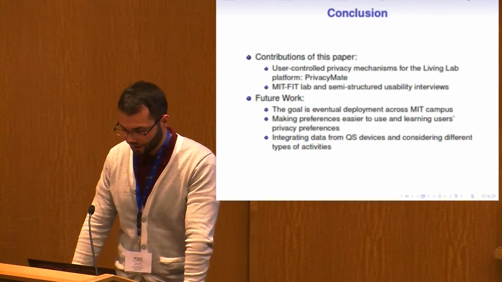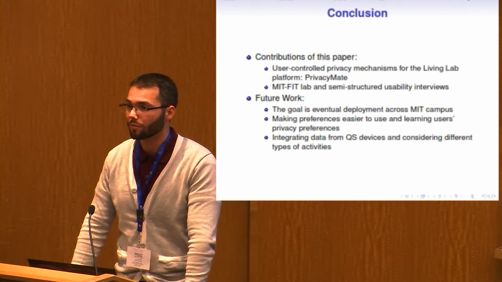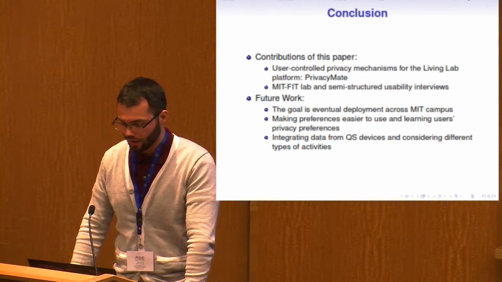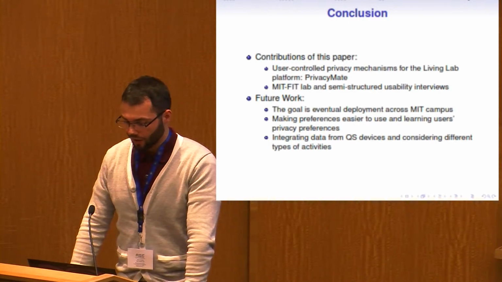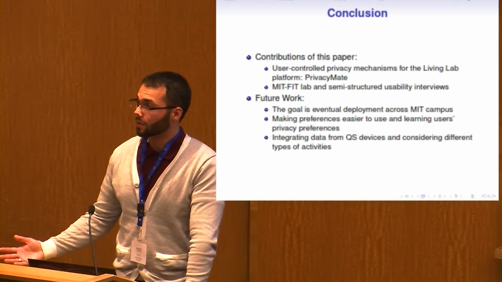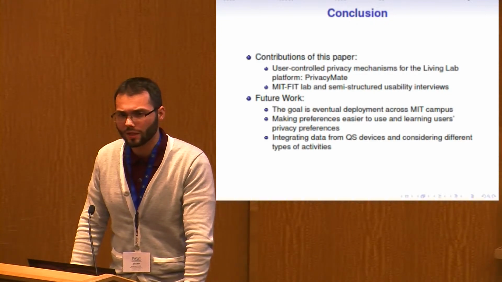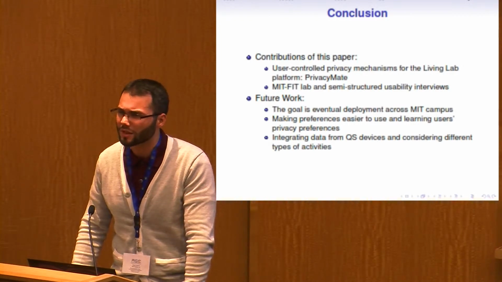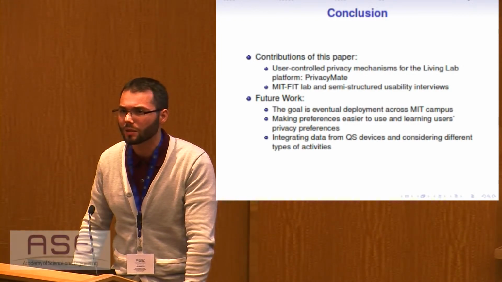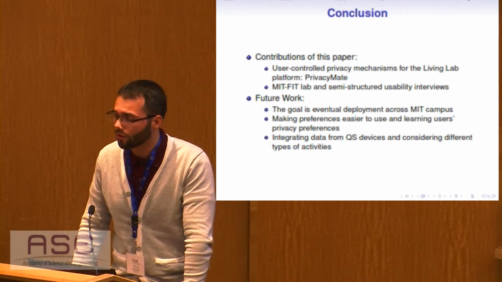In conclusion, the contributions of this paper were implementing user-controlled privacy for a pre-existing living lab system at MIT, the MIT Fit Lab, and usability interviews. Future work is to deploy living labs campus-wide. We currently have, I think, 65 participants in living labs, and the MIT mobile application on Android alone has been downloaded by, I believe, 50,000 people. So there's a large opportunity to expose more people to this type of data collection, all on an opt-in basis, of course, and to expose them to more fine-grained access control in this manner.